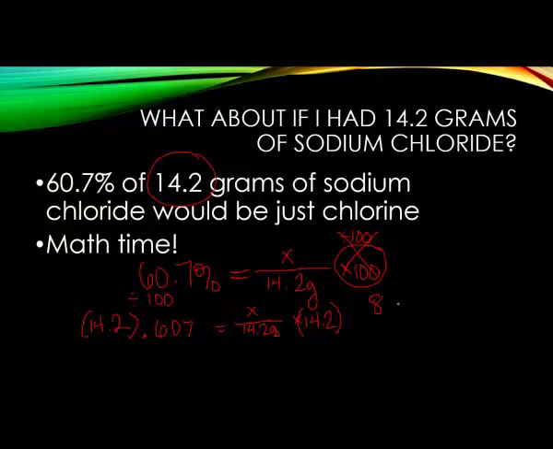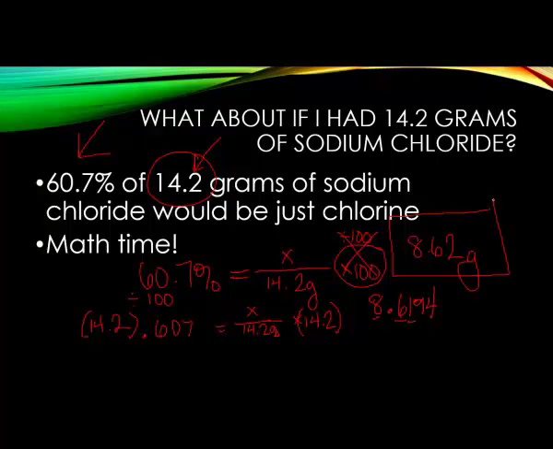I get 8.6194. Now with sig figs and all, we should probably be reporting 3 sig figs. We got 3 sig figs here, 3 sig figs there. So the final answer should be 8.6, and it looks like you need to round that up. So 8.62 grams. So there would be 8.62 grams of chlorine in 14.2 grams of sodium chloride.